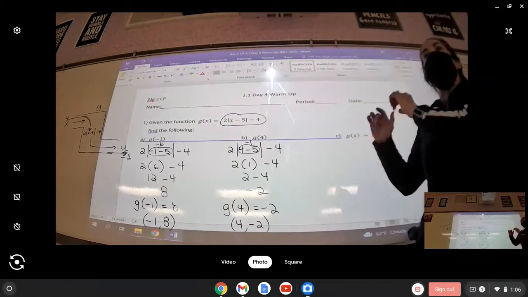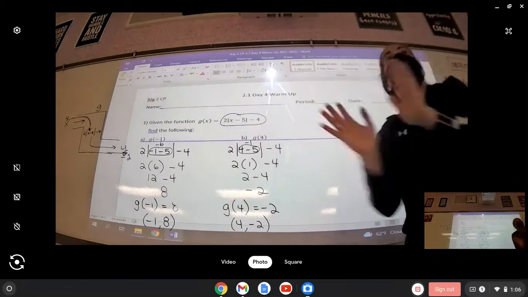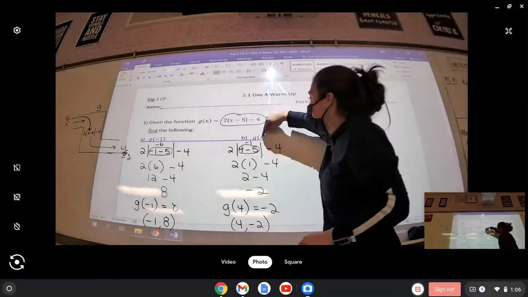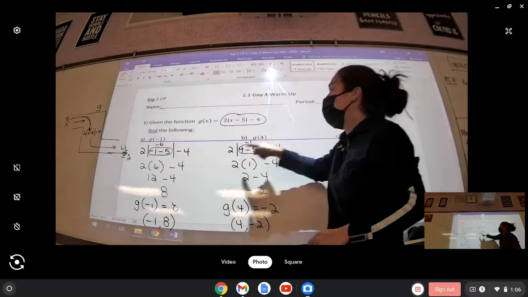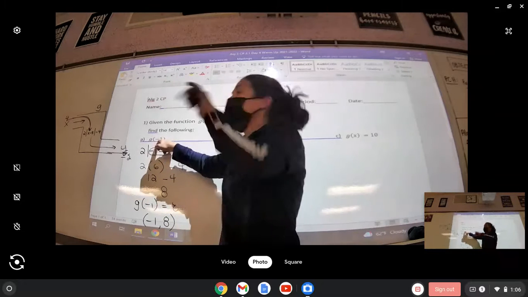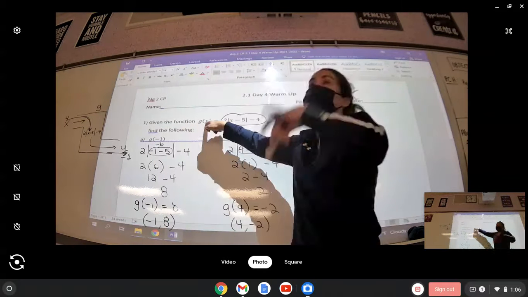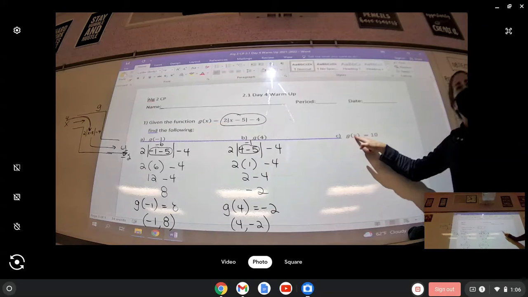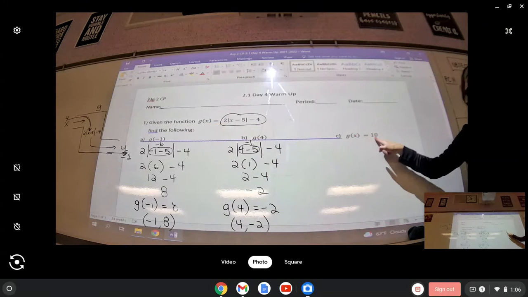Or they're going to tell you what number came out. You have to figure out what number went in. So guys, do you realize, where was 4? He was inside the parentheses because that takes x's place. Where was -1? He was inside those parentheses because that takes x's place. Was 10 inside those parentheses? No. So he's not an input.